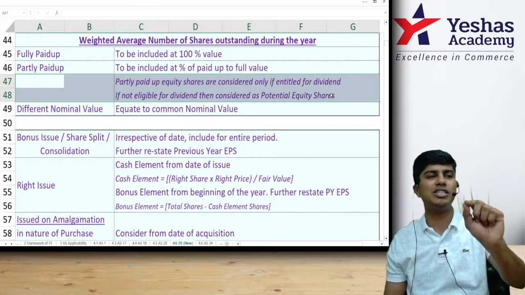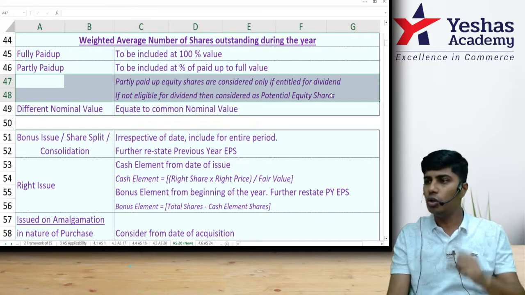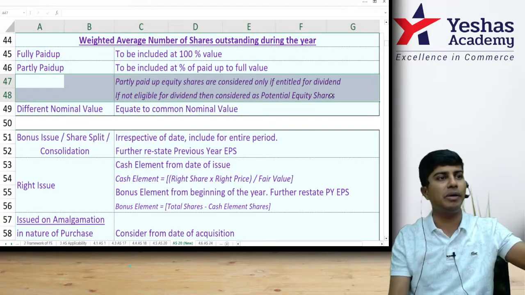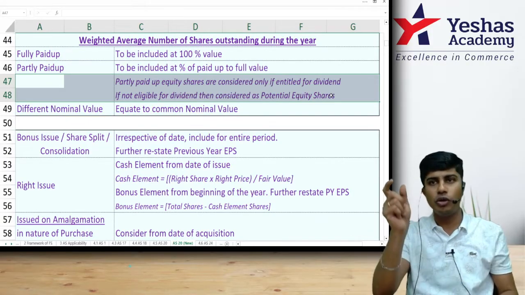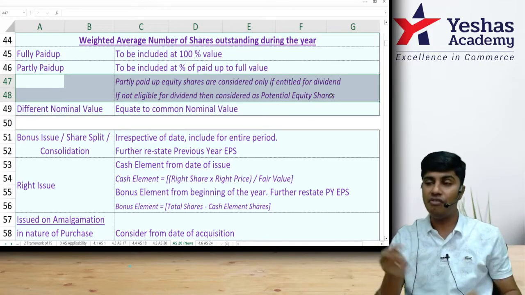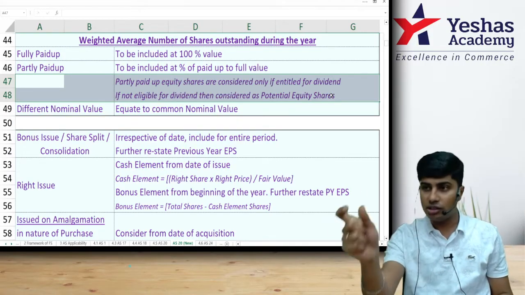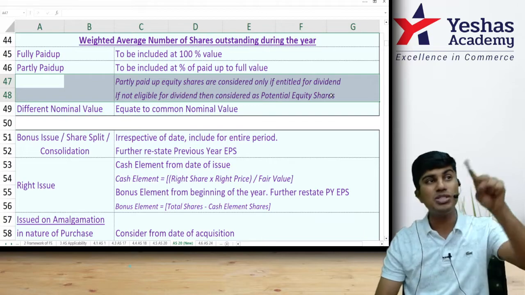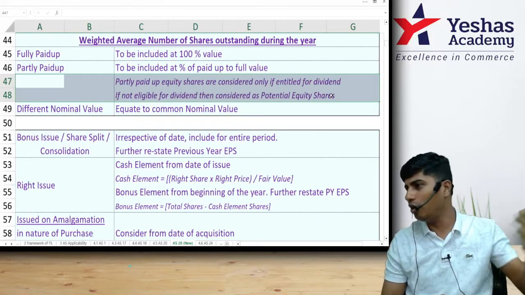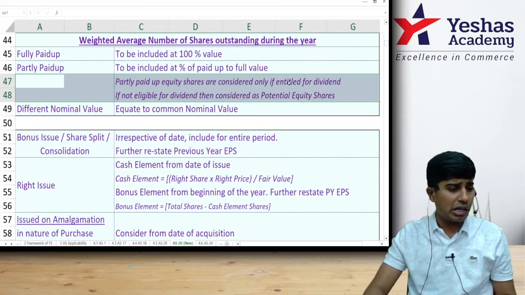Let's say 8 rupees is paid up out of 10 rupees nominal value. We'll take 8 by 10, 80%. If the shares are issued on 1st of April, so 100% of the period. So we'll do 10,000 shares into 80% paid up into 12 by 12 period. If it was issued on 1st of October, 10,000 shares into 80% into 6 by 12, because these shares got issued only in October, so they are there only for 6 months. That is with regard to partly paid up.